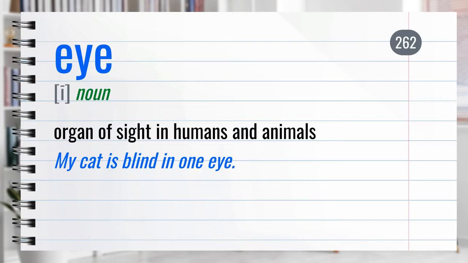Eye means organ of sight in humans and animals. For example, my cat is blind in one eye.